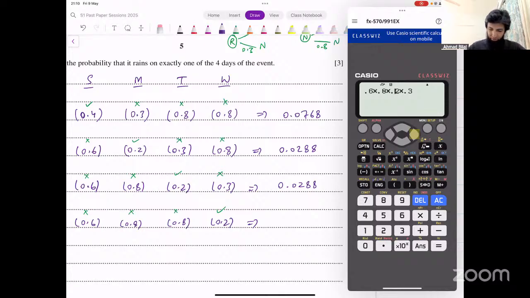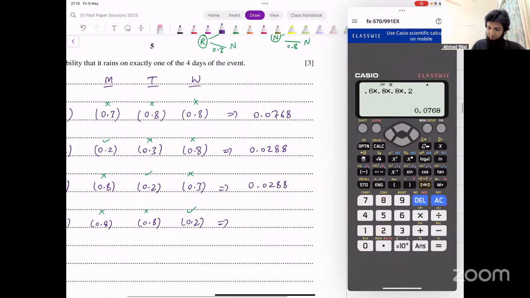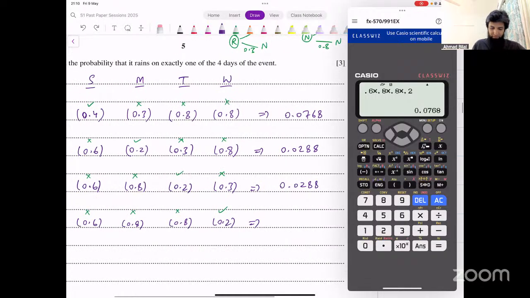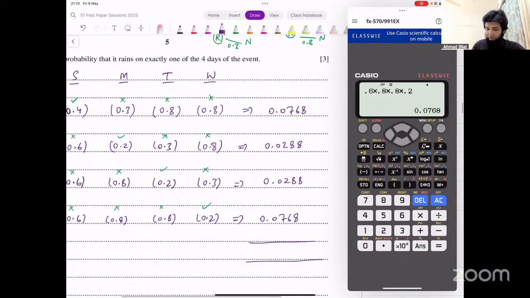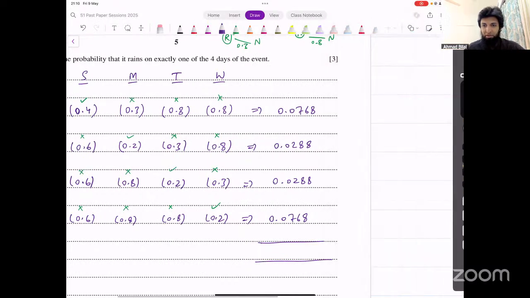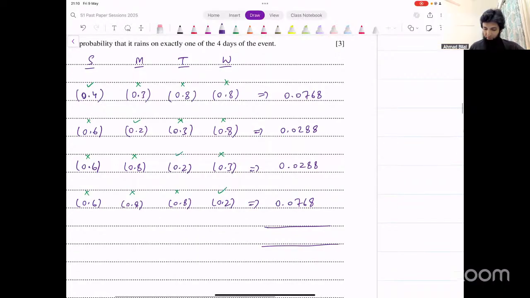0.6 into 0.8 into 0.8 into 0.2. You add all of these up, and that will give the total result. This is the same as the first one. Why is it the same as the first one? 2 into 6, 4 into 3. Okay, 0.0768. Add all of these up, and you get the final result. What's the final result that we get? 0.2112, and that's the final answer.